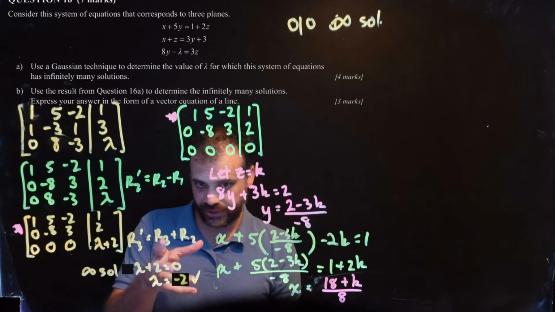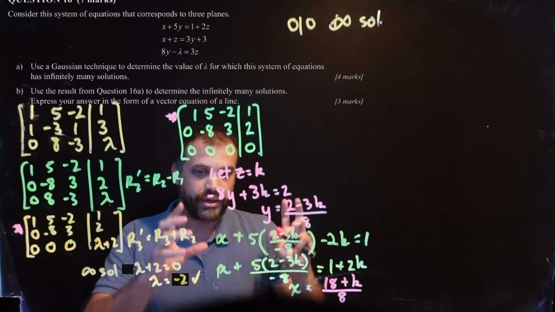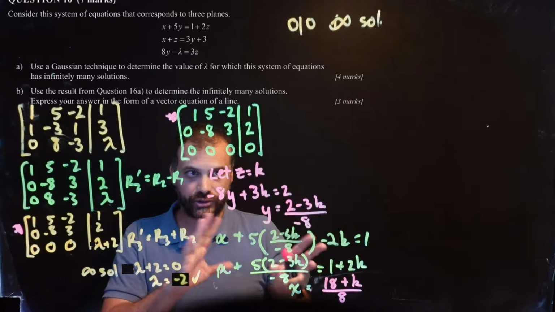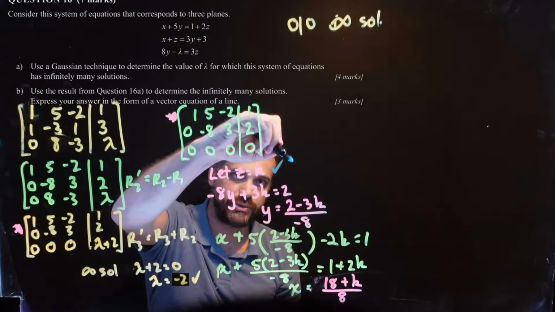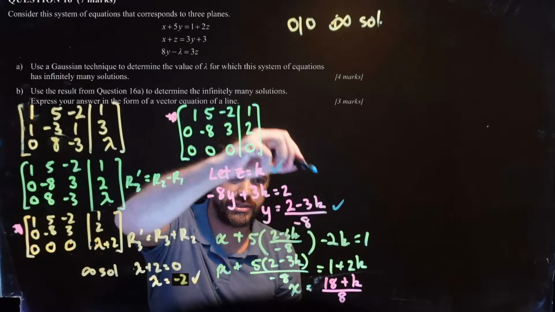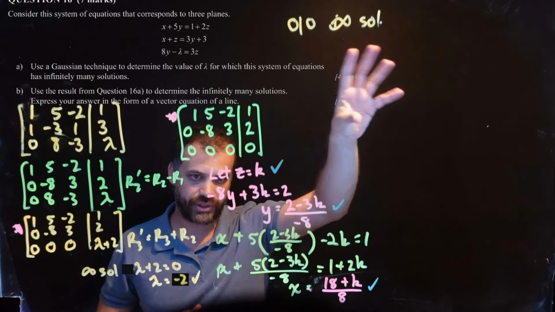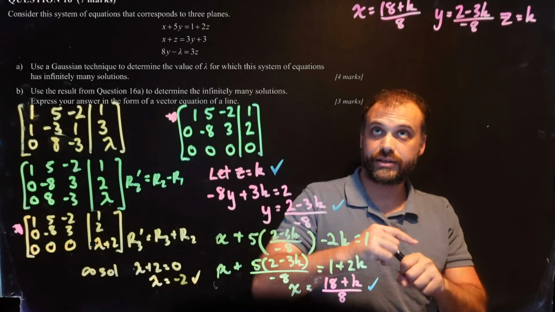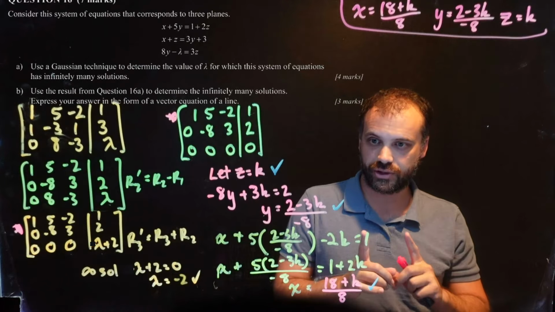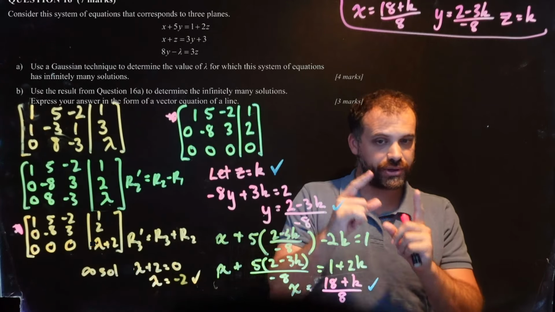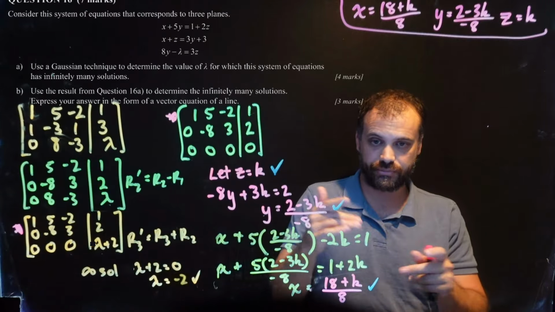So all of that heavy lifting there, I did like 5 lines and just kind of did it all and erased it. But after all that algebraic manipulation, we have 3 very important things. We have z equals k, we have y equals this, and we have x equals this. Let's put that up there. Now that right there is the parametric equation of the line where these 3 planes meet if there are infinitely many solutions.